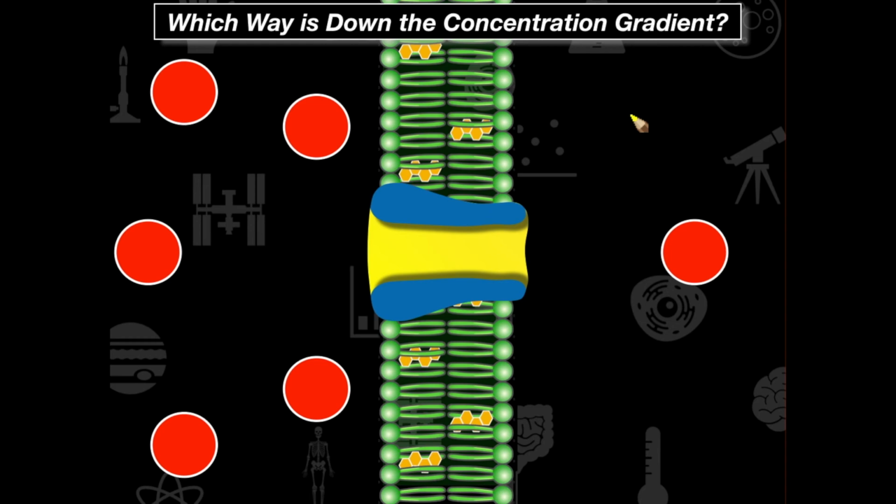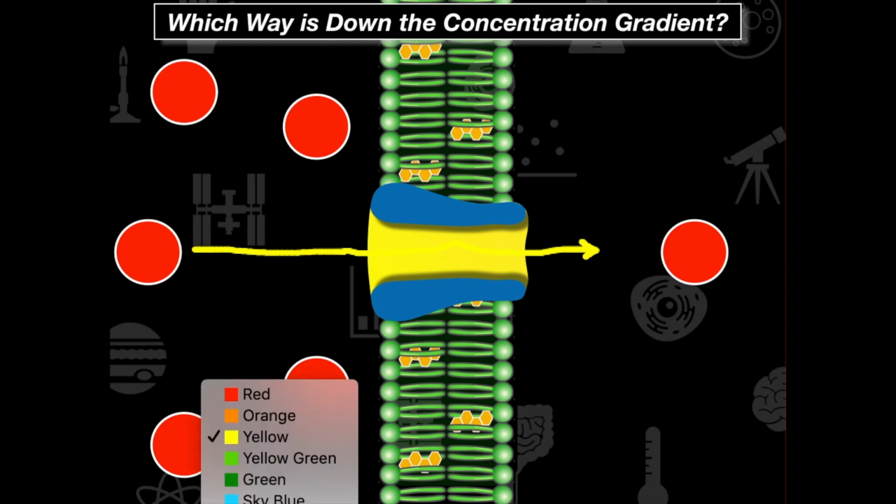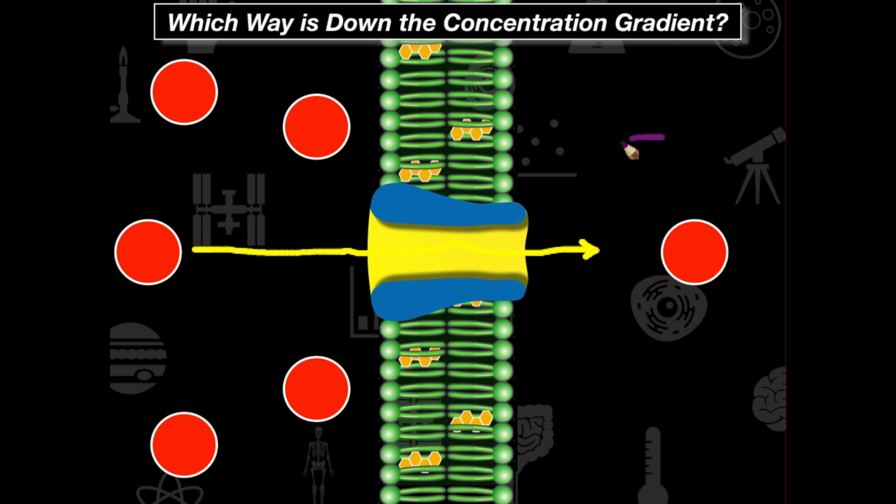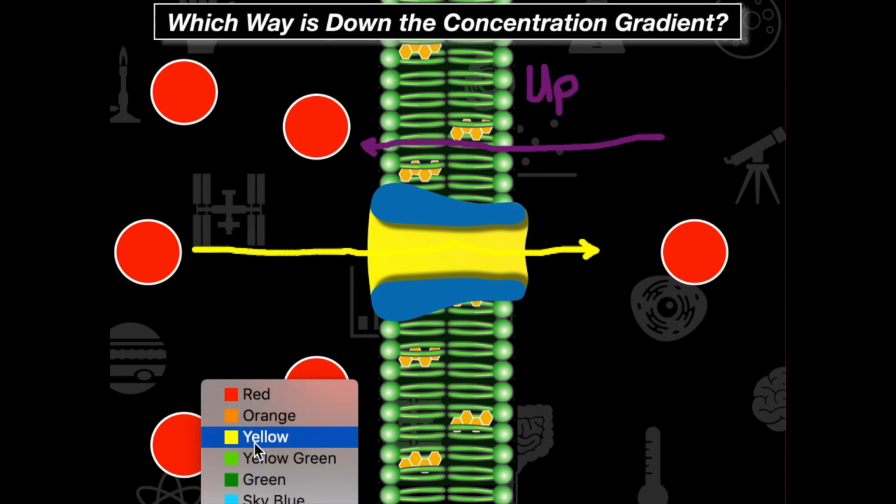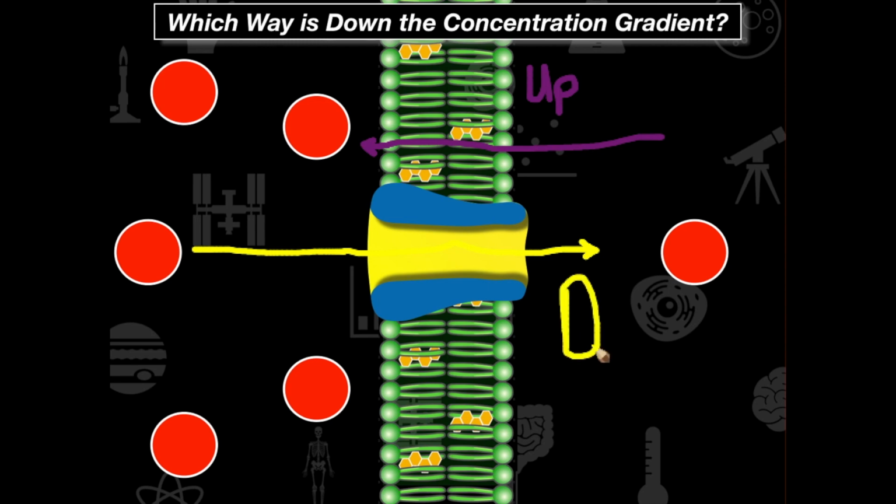If we're looking at this image here, which way is down the concentration gradient, or which way are the molecules naturally going to want to flow? I look at the molecules here. I have 1, 2, 3, 4, 5 molecules over here. I have 1 molecule over here. Remember, they naturally want to spread themselves out. So the concentration gradient is this way. This is down the concentration gradient. Now, if I were to ask what is up the concentration gradient, up the concentration gradient would be going against the natural flow of these molecules. So this would be up the concentration gradient. And then this would be down our concentration gradient.